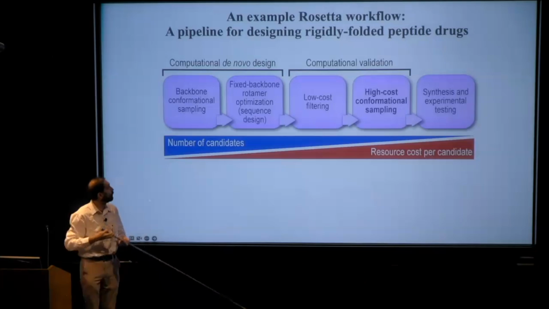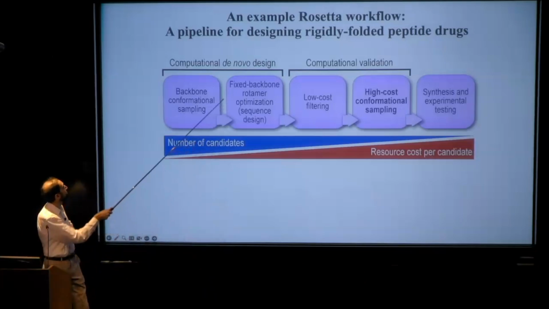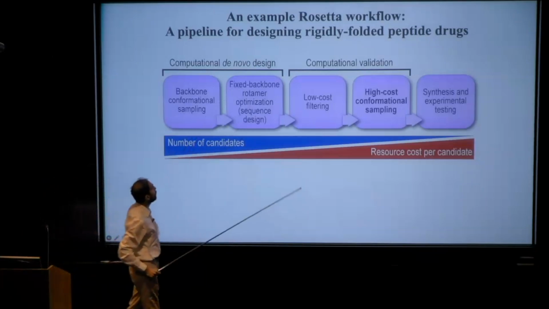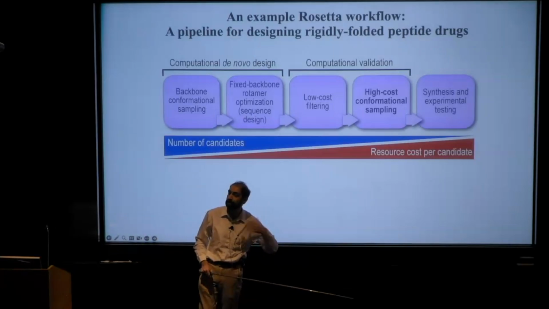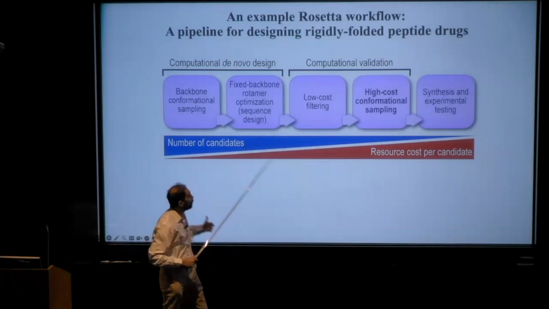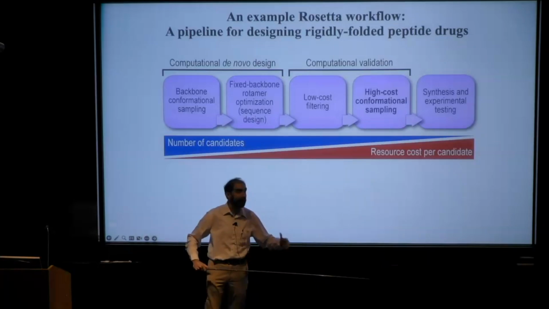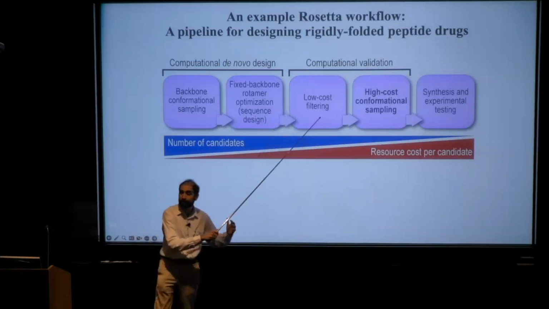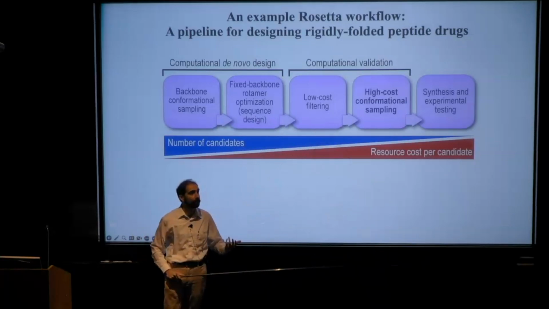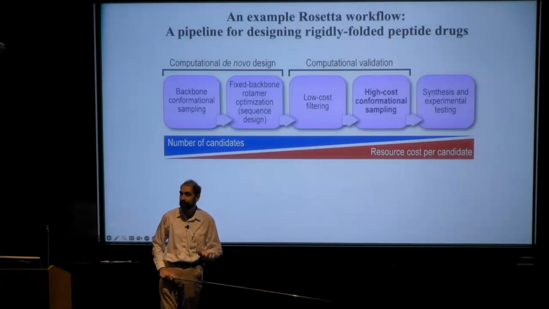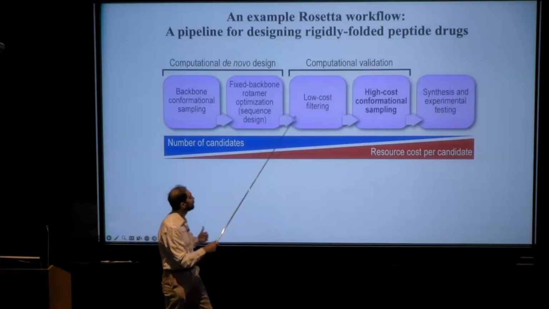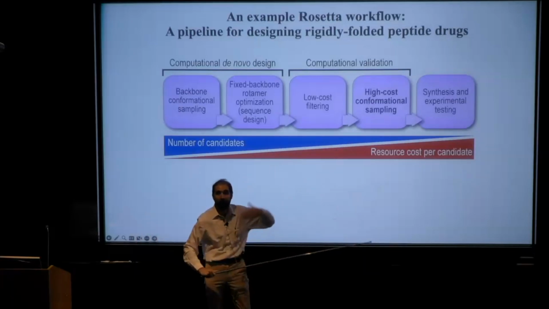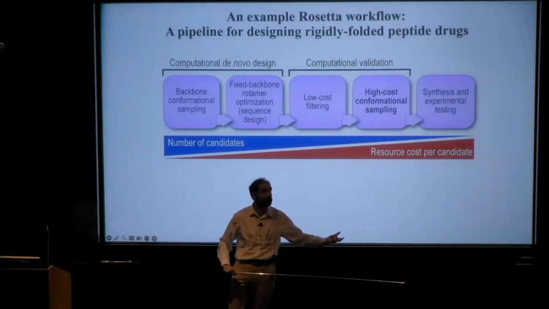And then for each plausible conformation that we sample, we use fixed backbone rotamer optimization algorithms that I'll tell you about in a moment to design a sequence. Then we make thousands of designs, and we try and throw away as many of them as possible using whatever metrics we can compute that are cheap and easy to compute. And whatever passes our low-cost filtering, we carry forward to high-cost simulations.